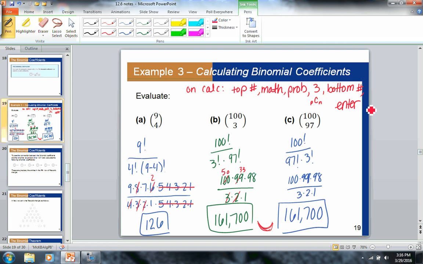So your calculator is programmed to do combinations and permutations. Permutations have the P, and again, we'll talk about those in the future. But for now, just pick option 3 with the C for combination, because that's really what this is. You're doing a combination.